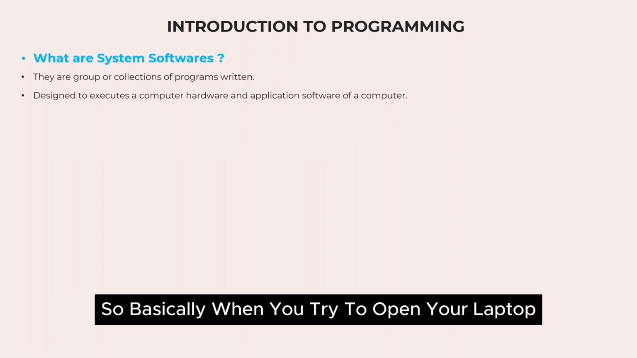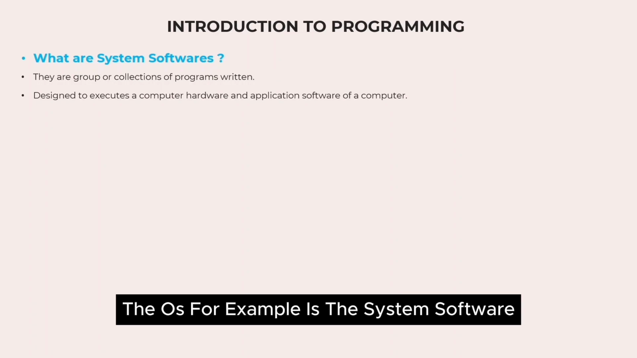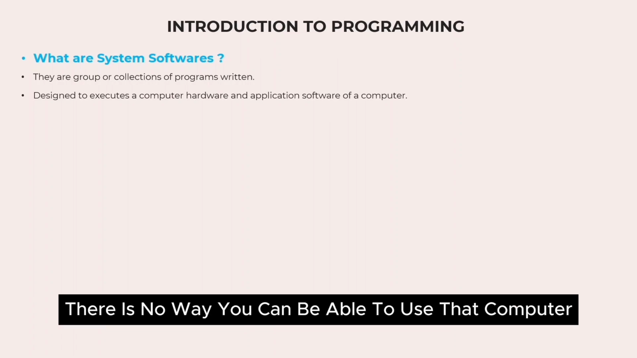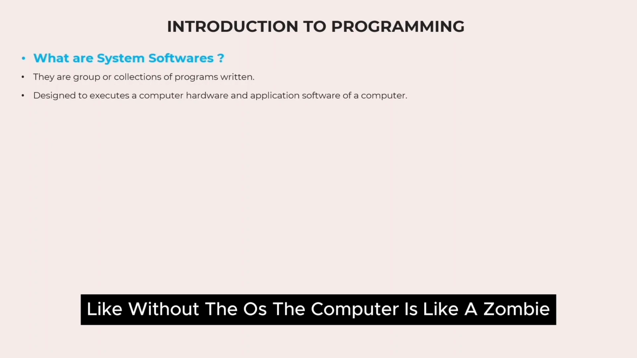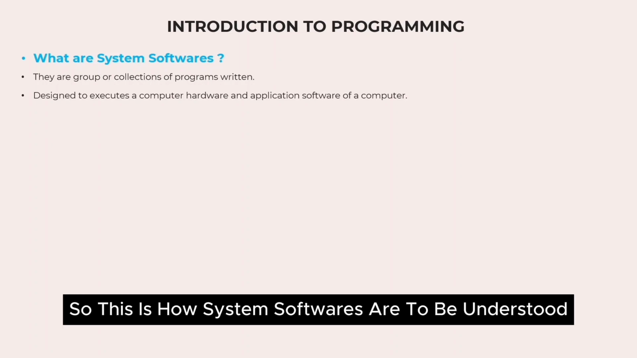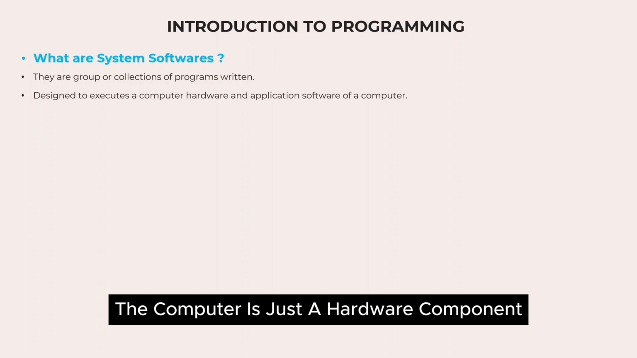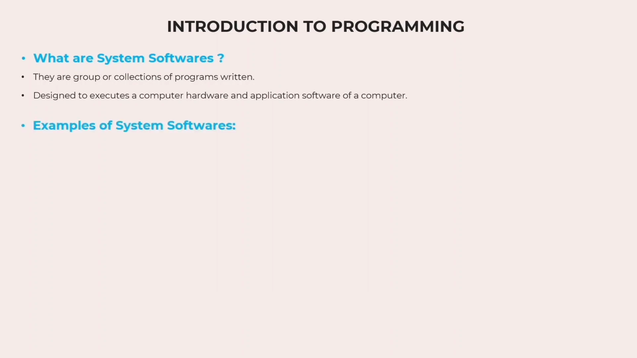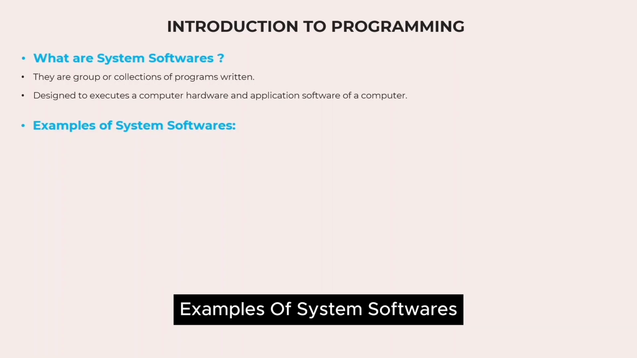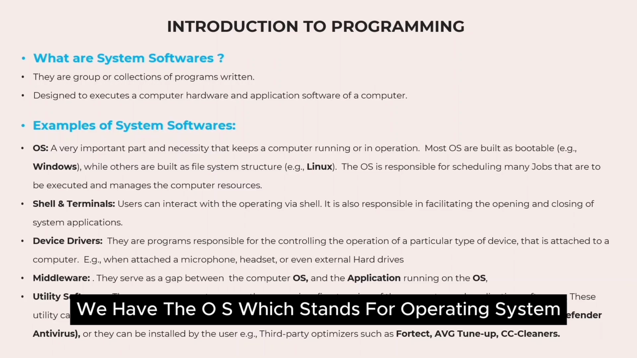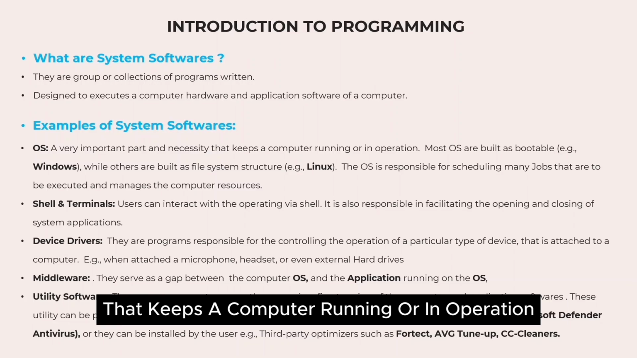So basically, when you open your laptop, the OS, for example, is the system software. Without the OS pre-installed on the computer, there is no way you can use that computer. Without the OS, the computer is like a zombie. This is how system softwares are to be understood. Without the system software, the computer is just a hardware component without any use. So let's now understand examples of system softwares. One, as we said previously, is the OS, which stands for operating system. A very important part and necessity that keeps a computer running is the operating system.